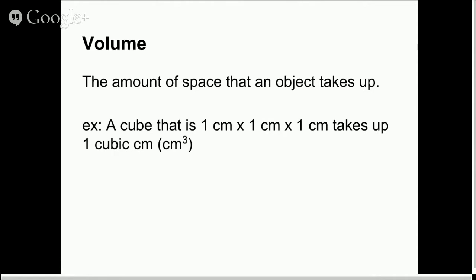First, we're going to talk about volume. When we talked about matter, we talked about how in order for something to be matter, it has to take up space. Well, another word for that is volume. Any 3D object, or anything that takes up space, has what we call volume. So a cube that has side lengths 1 centimeter times 1 centimeter by 1 centimeter takes up 1 cubic centimeter of space. And all you have to do is multiply the length times the width times the height. And that'll give you the volume.